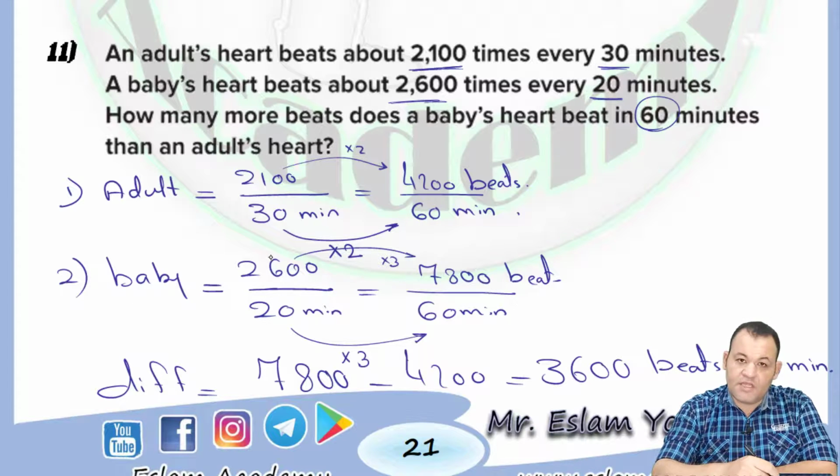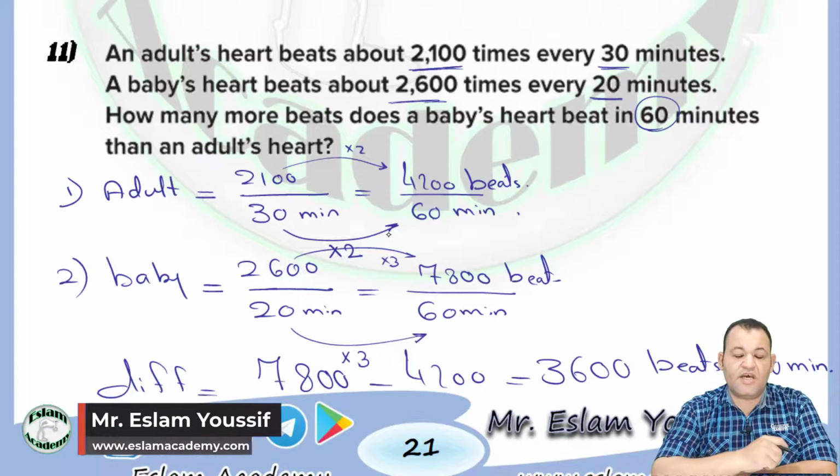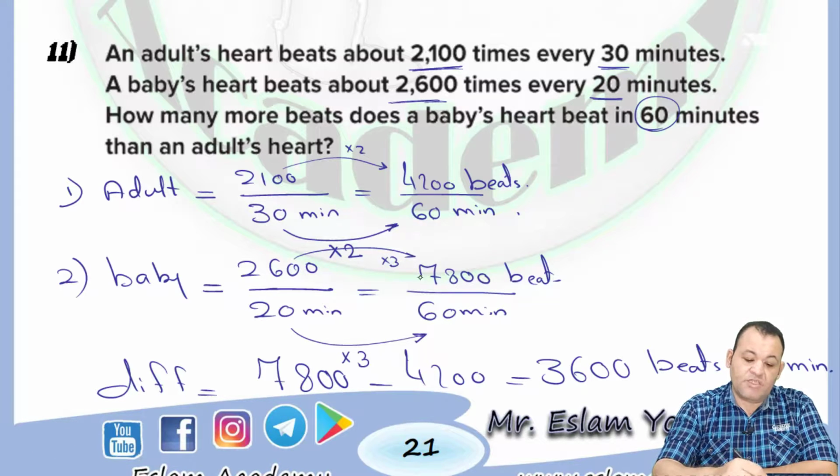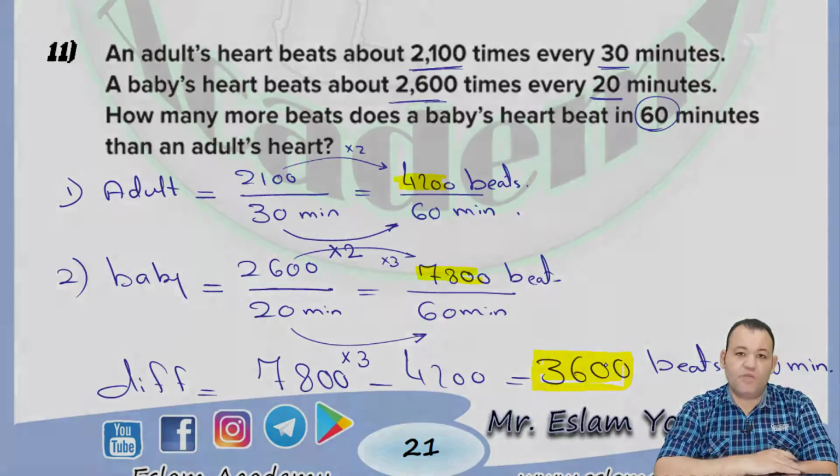For the baby, you will find 2,600 divided by 20. You need to find how many in 60 minutes. It means you need to multiply it by 3. Once you multiply the denominator by 3, you also need to multiply the numerator by 3. By multiplying 2,600 by 3, it will be 7,800. To find how many more, you need to find the difference between them. By subtracting the two numbers, 7,800 minus 4,200, you will find that the answer equals 3,600 beats. That's for each 60 minutes.